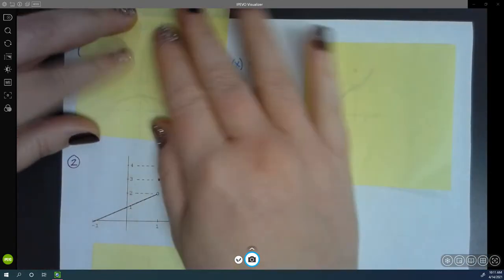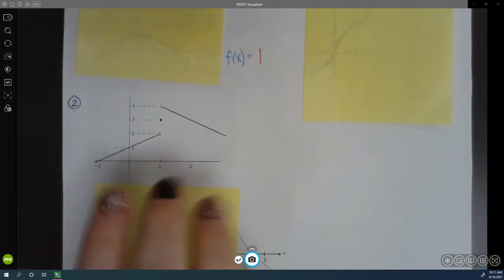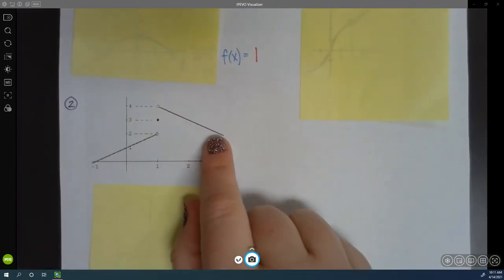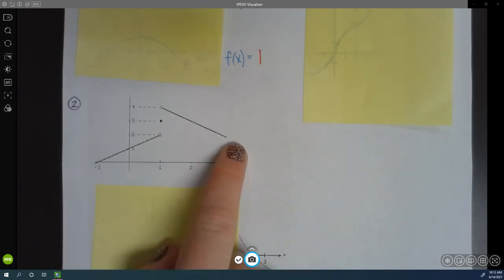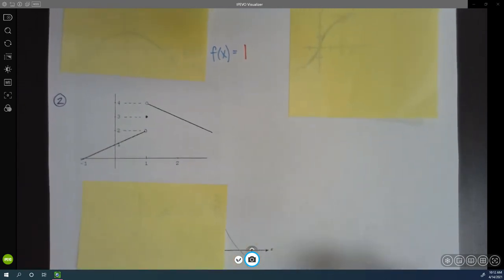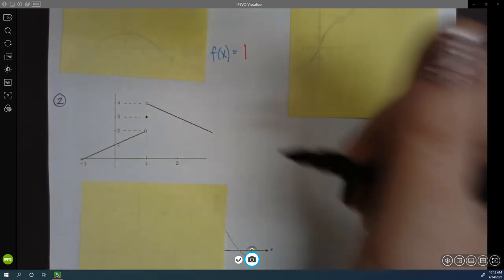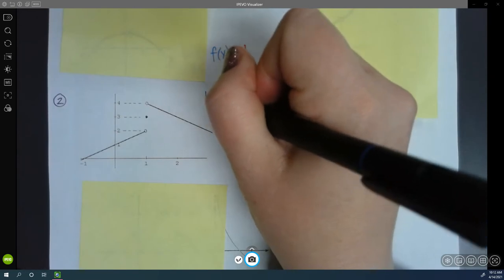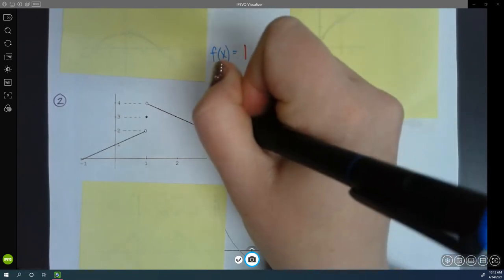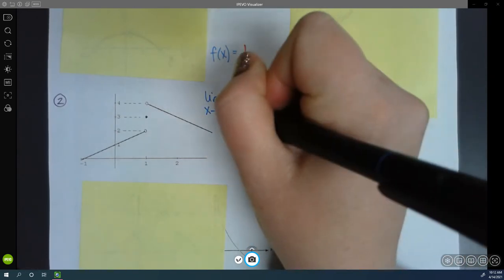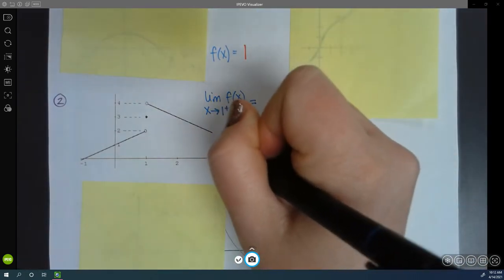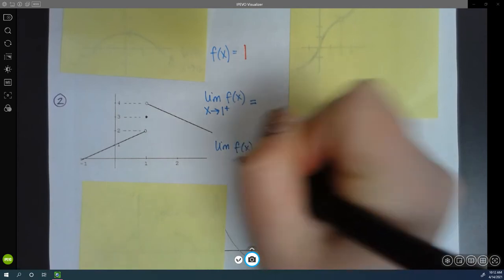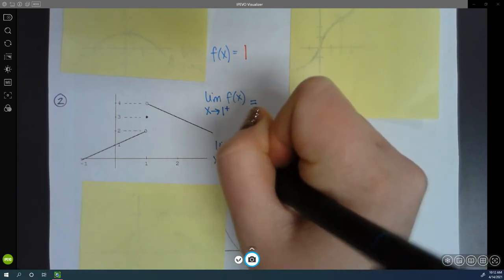In example number 2, notice that my functions here look more like a piecewise, where I have a separate function on the bottom and a separate one from the top. So I'm going to be writing out 2 examples. The first one is going to be the limit of the function as x goes to 1 from the right. And the second one I want to find is the limit of the function as x goes to 1 from the left.